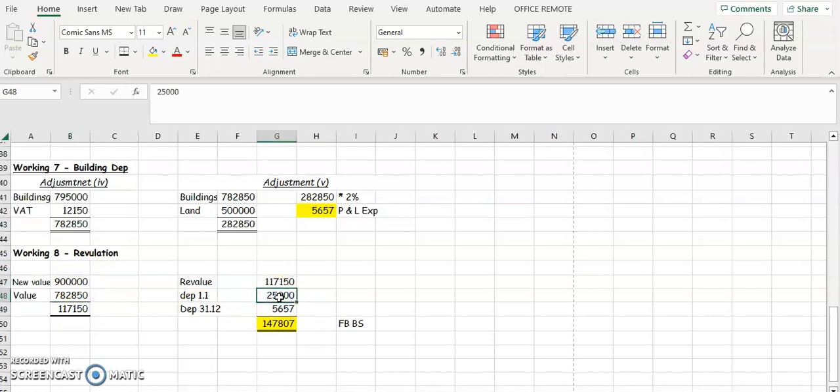We also need to take out the depreciation we've paid so far. So we're going to add that up, and then the depreciation then for this year as well. And that will give you 147,807. That goes into your finance by section as part of your balance sheet.